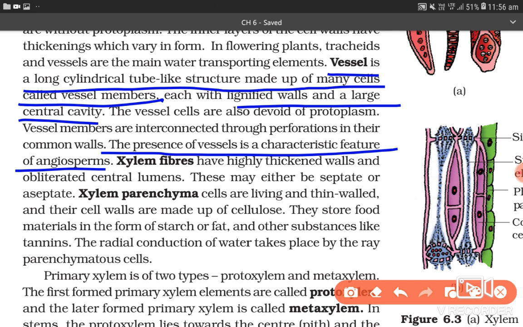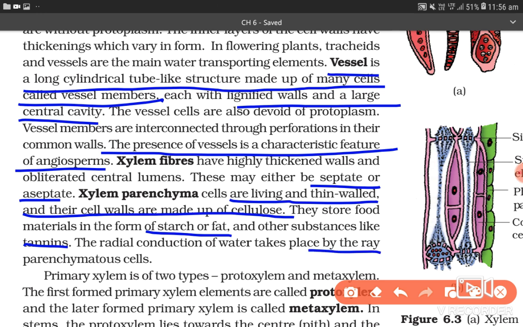Xylem fibers have highly thickened walls and obliterated central lumen. These may be either septate or aseptate. Xylem parenchyma cells are living and thin-walled, and their cell walls are made up of cellulose. They store food materials in the form of starch or fat and other substances like tannins. The radial conduction of water takes place by the ray parenchymatous cells.